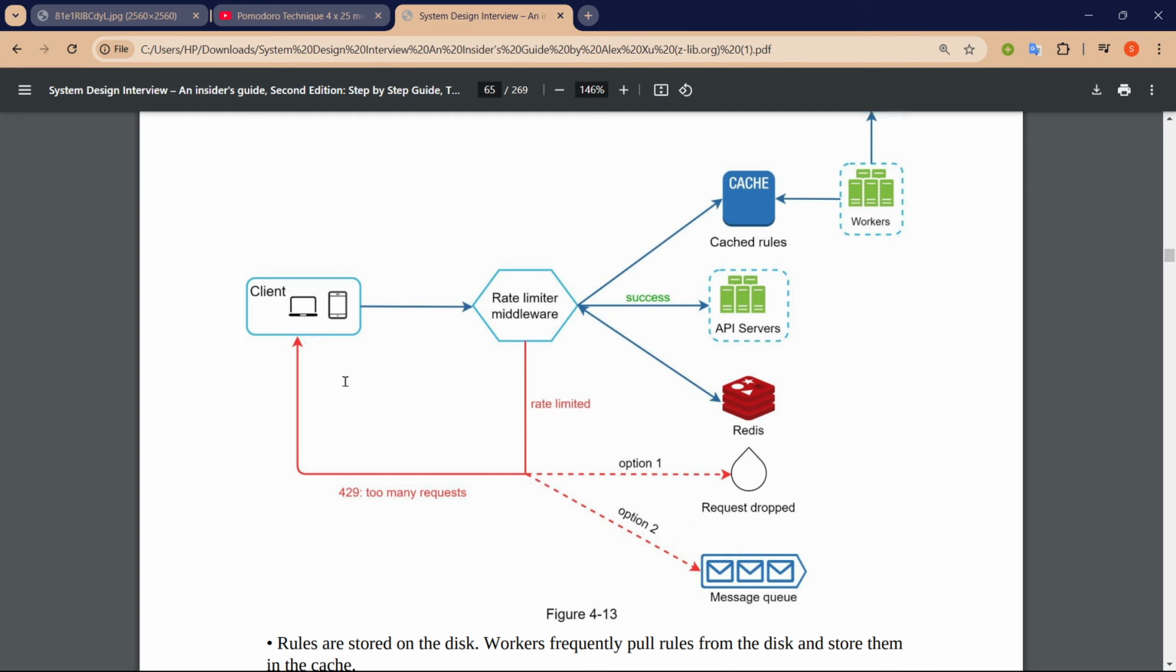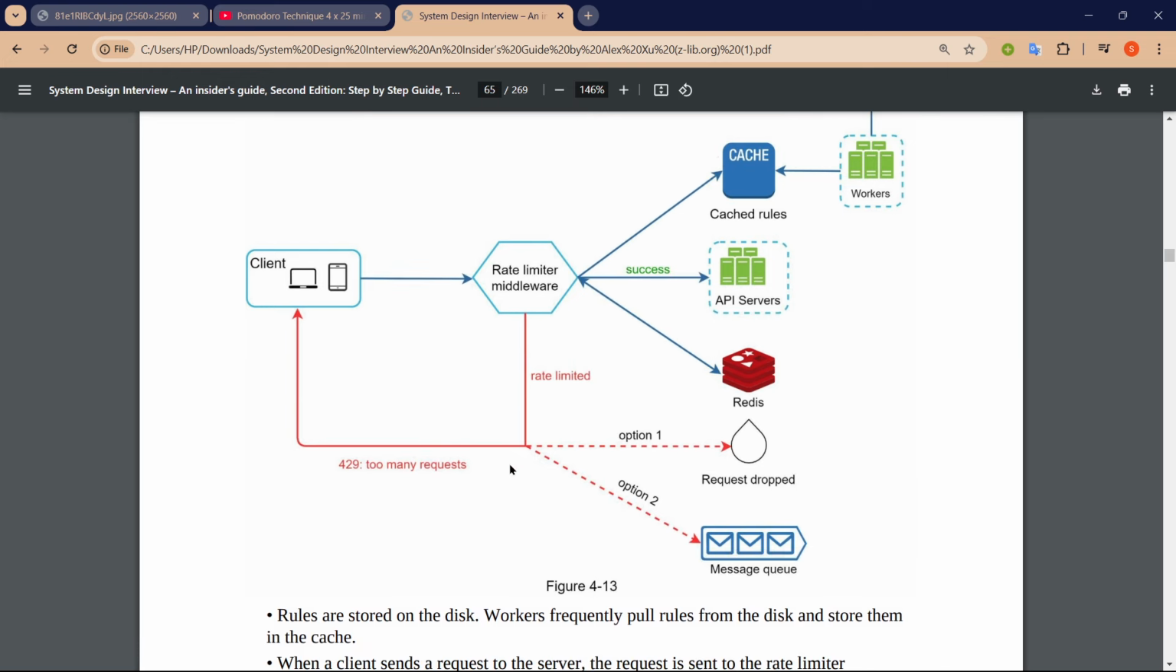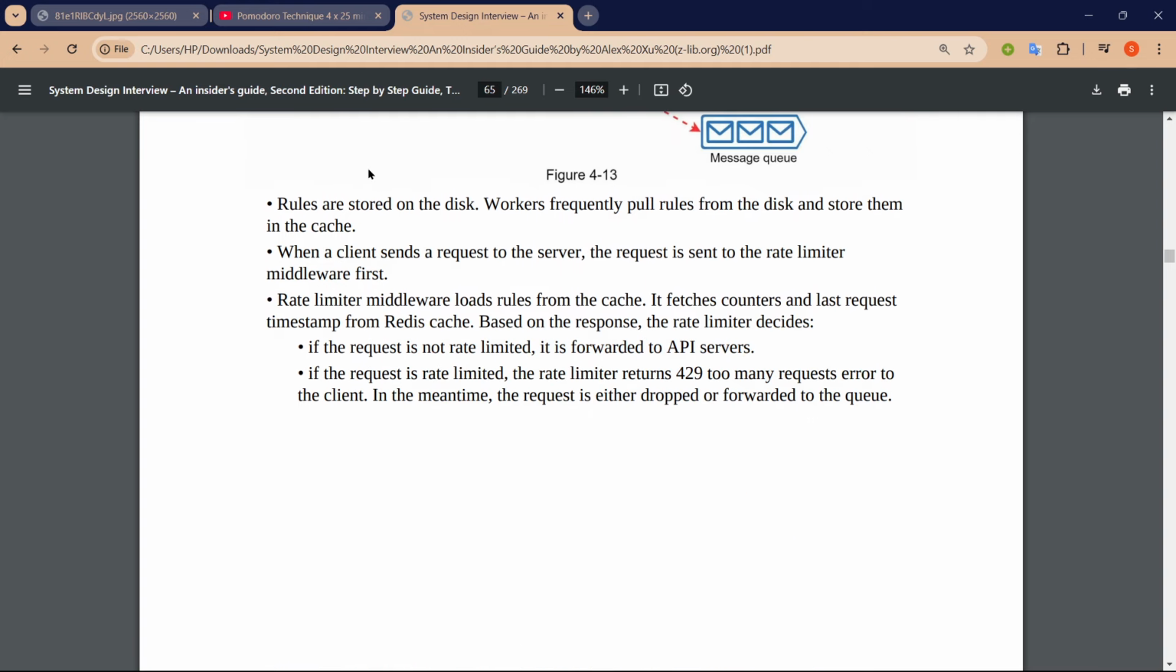ये है detailed design. Client है, rate limiter middleware है, Redis है, success वगैरह, cache, rules हैं, workers हैं. Rate limited हो गई तो option 1 है request drop, option 2 है message queue, and too many requests are done. ठीक है, rules are stored on the disk. Workers frequently pull rules from the disk and store them in the cache.